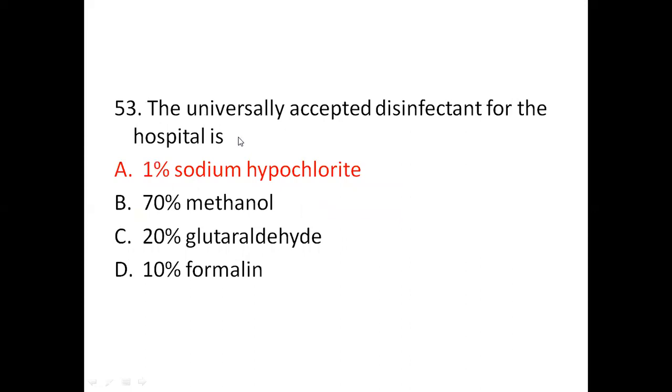Next question. The universally accepted disinfectant for the hospital is option A, 1% sodium hypochlorite, option B, 70% methanol, option C, 20% glutaraldehyde, option D, formalin. The right answer is A, 1% sodium hypochlorite, which is popularly known as 1% hypo.